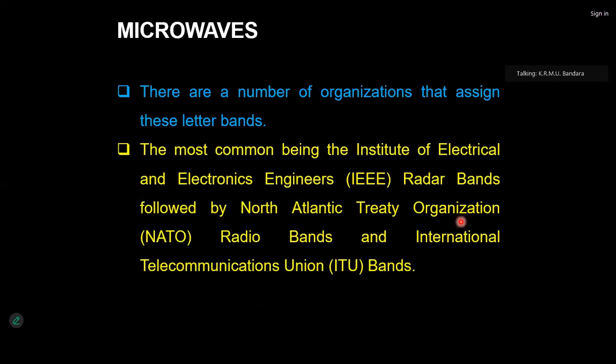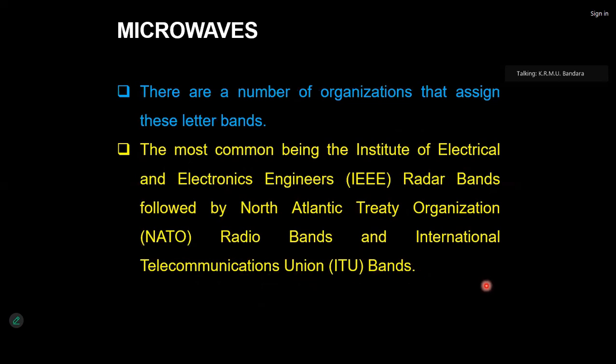There are a number of organizations that assign these letter bands. The most common is the Institute of Electrical and Electronics Engineers, IEEE. You know this very well, your paper publications, a very famous organization. The radar bands are followed by the North Atlantic Treaty Organization, NATO, then the radio bands and the International Telecommunication Union, ITU bands.